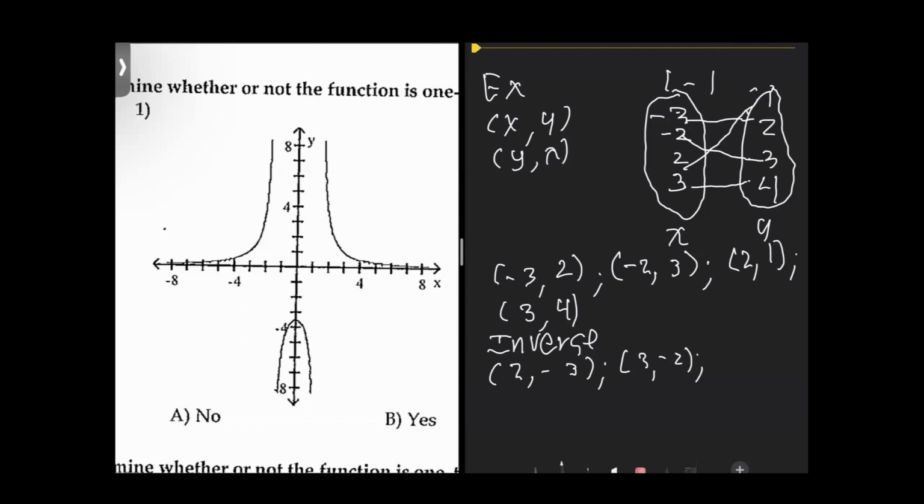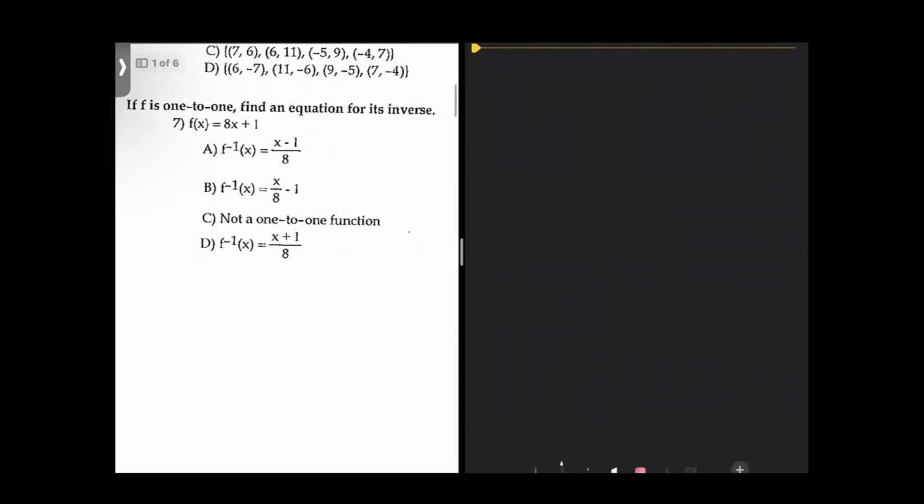You'll have (1, 2) and (4, 3). So if it is 1 to 1, to find the inverse, the x becomes y and the y becomes x. So if the function is 1 to 1, find the inverse.